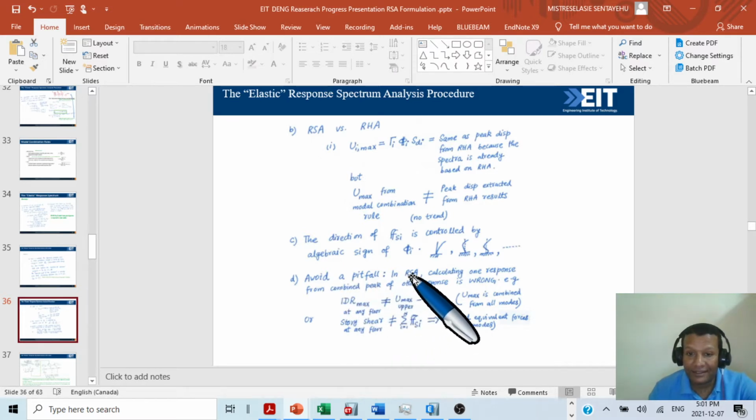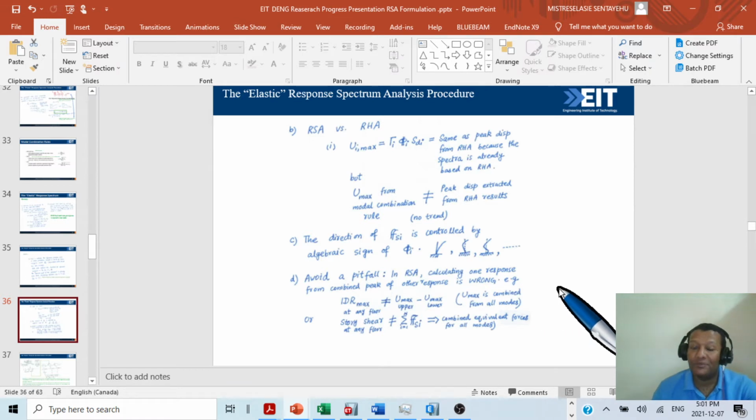Avoid the pitfall in response spectrum analysis: calculating one response from the combined peak of another response is wrong. Once we get the responses from the first mode, the second mode, and the third mode, we cannot simply add them; we have to SRSS them, because it's not equal. Nor can we simply subtract or add from the first mode to the second mode, or from the third mode to the fourth mode.